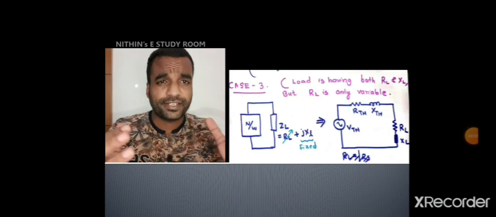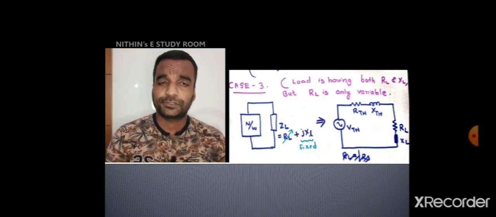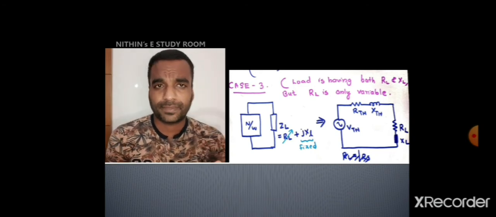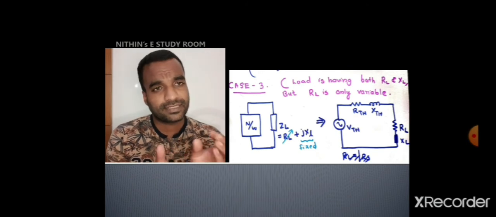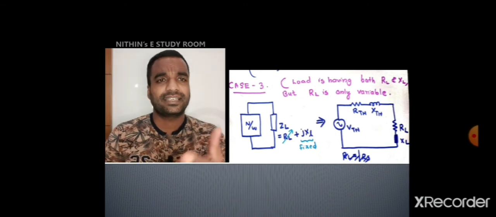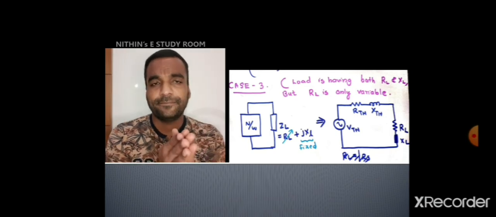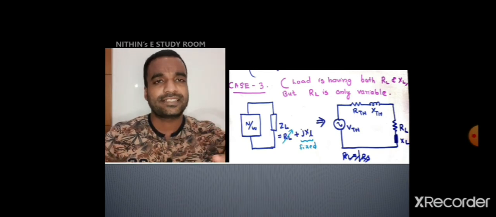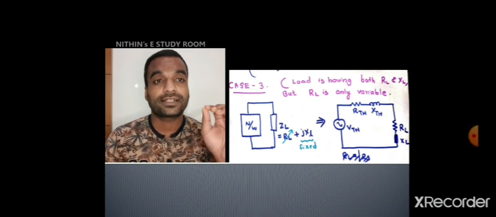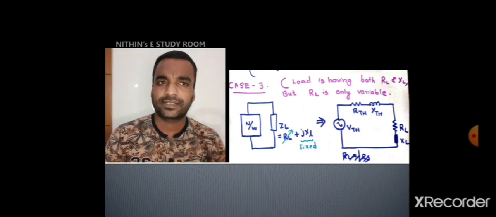In case three, we can see the load is having both RL and XL. So inside the load there is a resistive element and an inductive or capacitive element. That is, the load has a resistance and reactance. And you may feel, is it the same as case one? No. There come some changes. You can see in case one, both the resistance and the reactance were variables, but here only resistance is permitted to vary. Reactance cannot be varied, whether it is inductance or capacitance.